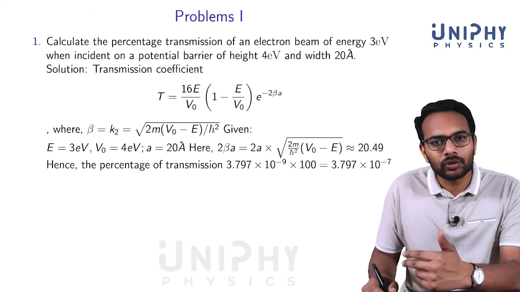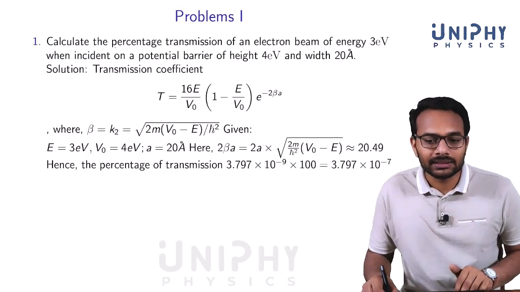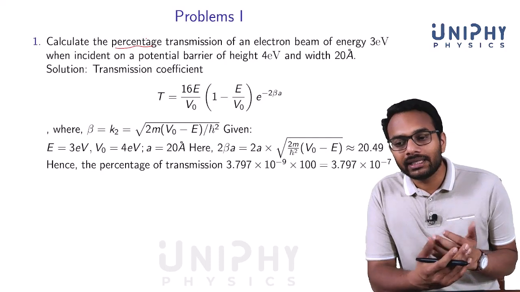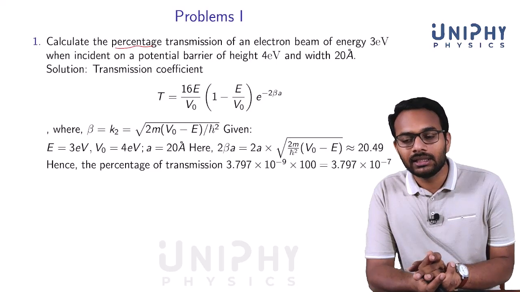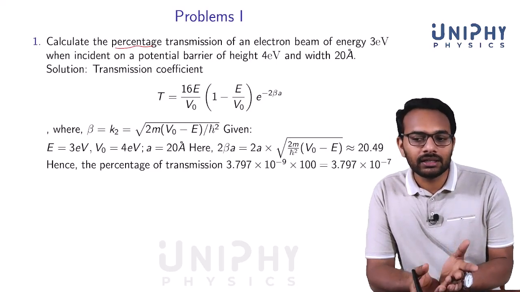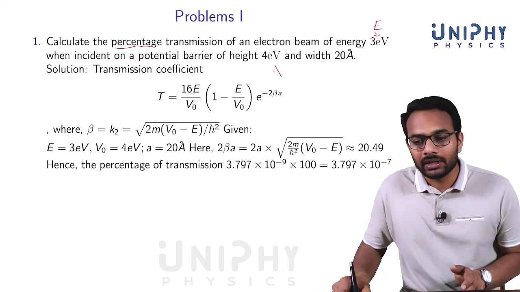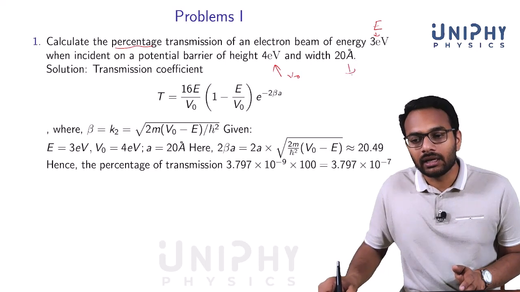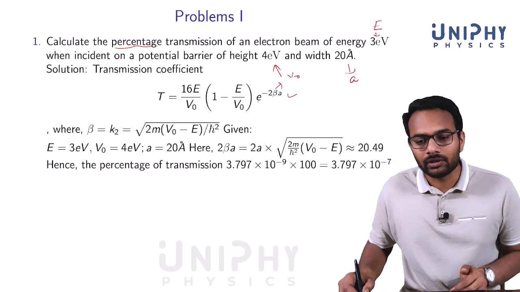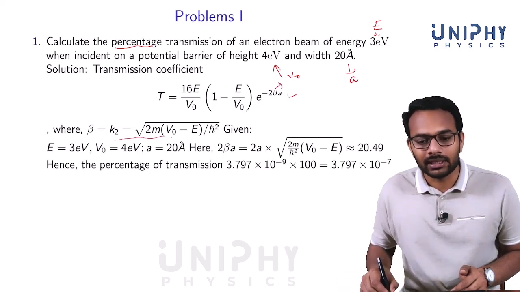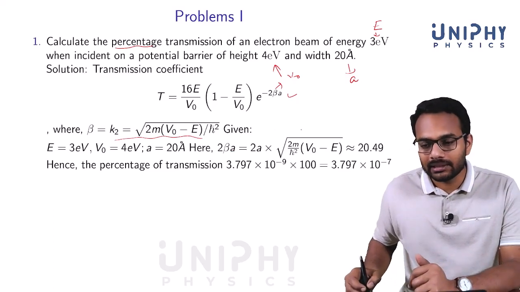This is the kind of problem that we expect from this part. Calculate the percentage transmission of an electron beam of energy 3 eV when incident on a potential barrier of height 4 eV and width 20 angstrom. We are given the energy of the particle, the height of the potential barrier, and A. So you just apply the formula. You have to calculate beta. As I said, beta is K2, and then you just apply it.